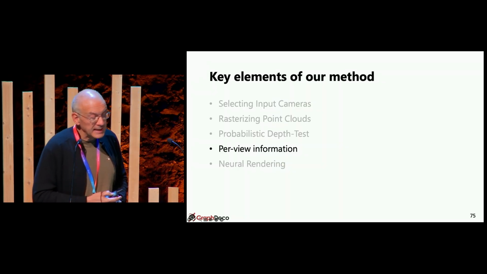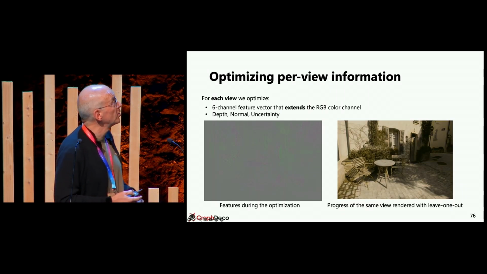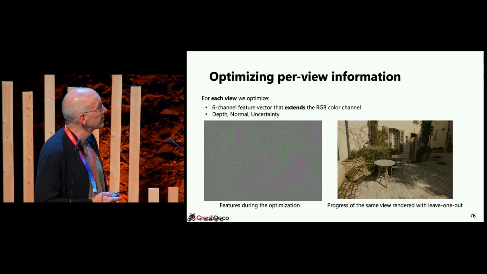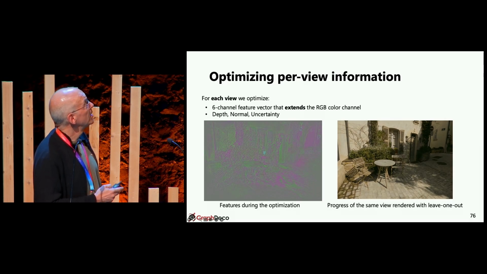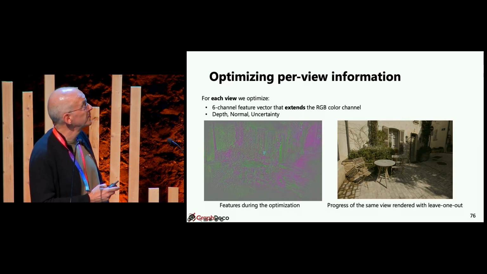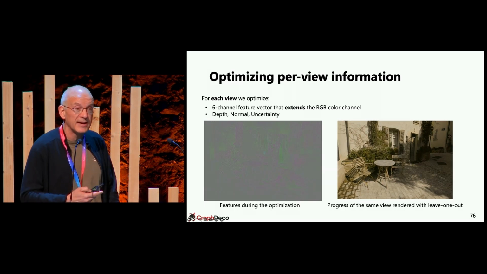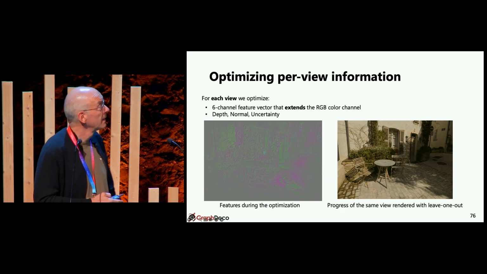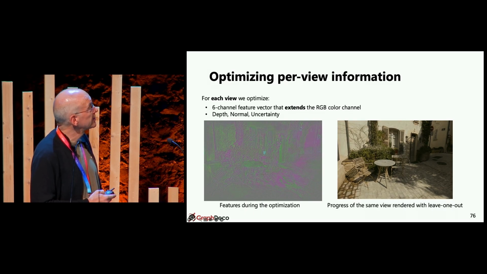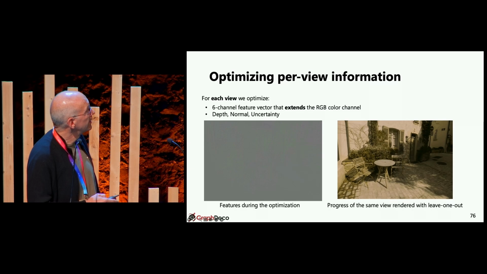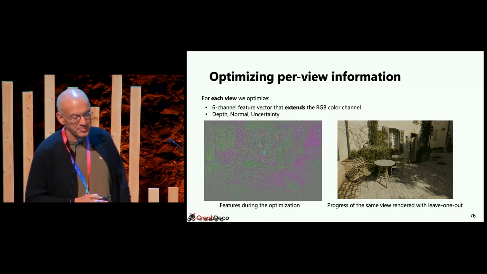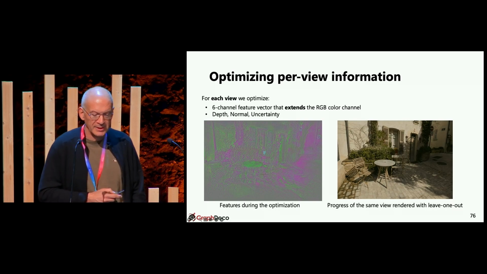And the second aspect I'll talk about very briefly is this per-view optimization. So here, I'll let it run a couple of times. Initially, you have a 6-channel feature vector, which extends the RGB color channel and allows the neural network to have more capacity to interpret things. So in the beginning, you get a gray image. We'll wait until this ends. And if you look here, there's not much texture, and as time goes by and the features are optimized, the texture becomes sharper and sharper. And we also optimize depth, normal, and uncertainty.